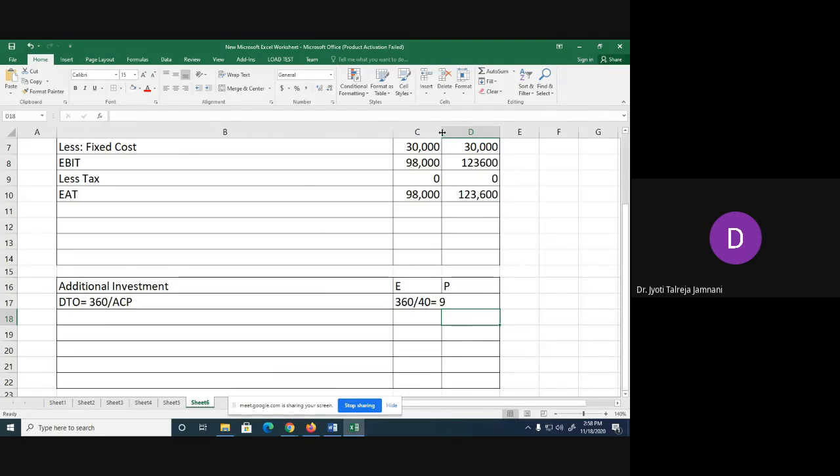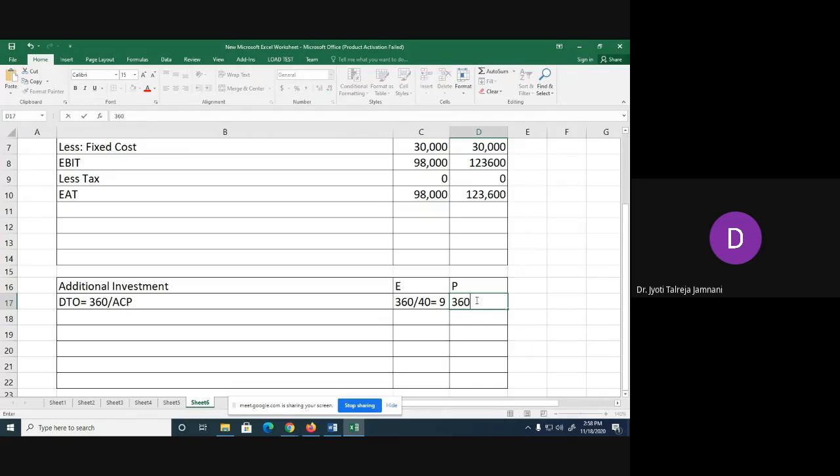And for the proposed, 360 divided by 60, it was, right? Yes, ma'am. That is equal to 6 times. Okay, so now we'll find the additional investment, which is equal to cost divided by debtors turnover ratio. And how do we find the cost? I'll write it here in the bracket for you. Cost is equal to fixed cost plus variable cost.